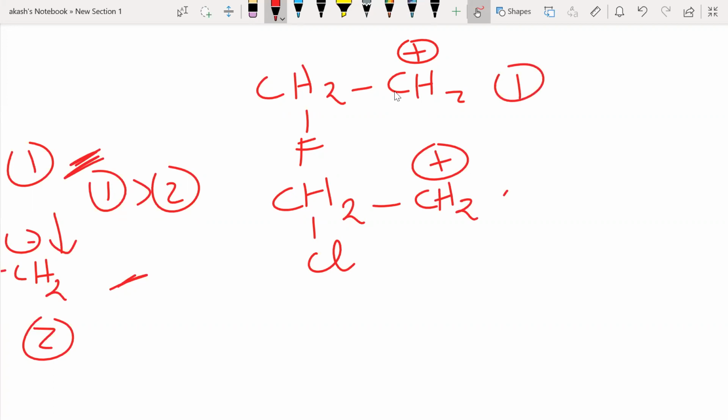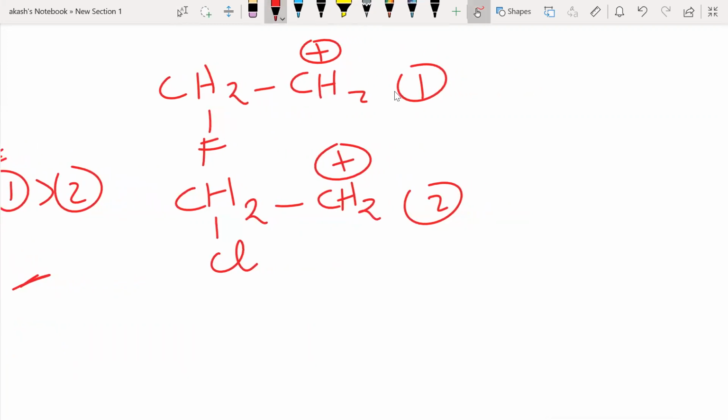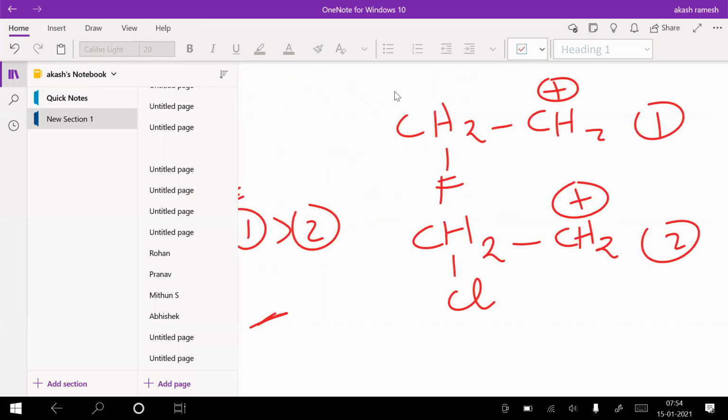Now structure 1 and 2. Again, we'll take a vote. Okay. What do you think? Which do you think is more stable? 1 or 2? Again, we'll take a vote. Now this is the carbocation. Do not go for partial positive charges, then it will become a little confusing.